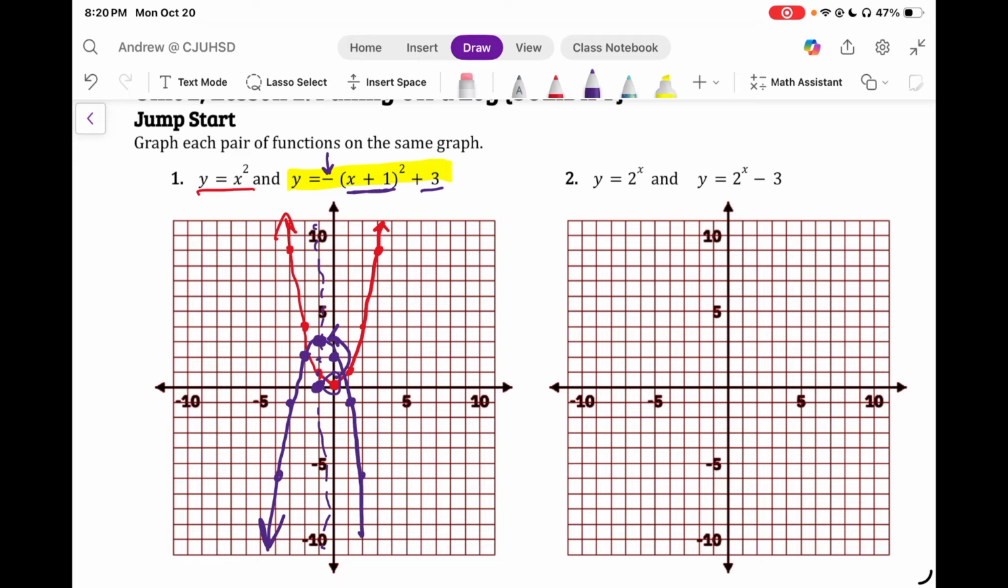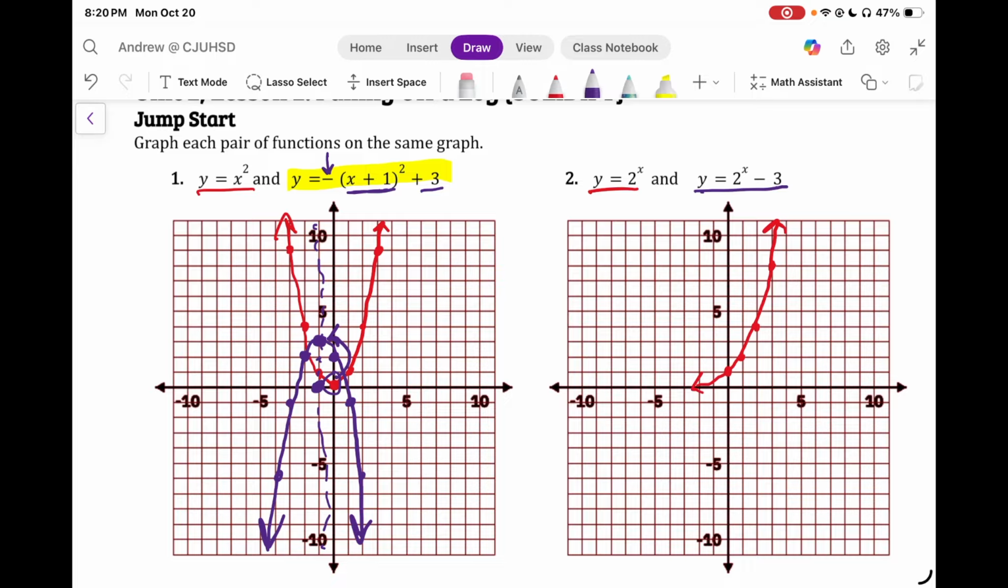In a similar way, exponentials will transform. So in number 2, here's our original. So some key points for that would be 0, 1, 1, 2, 2, 4, 3, 8, 7, 8. And of course, there's an asymptote coming down here like that.